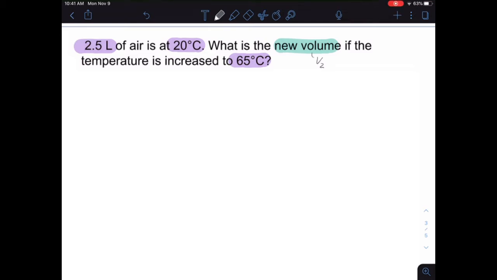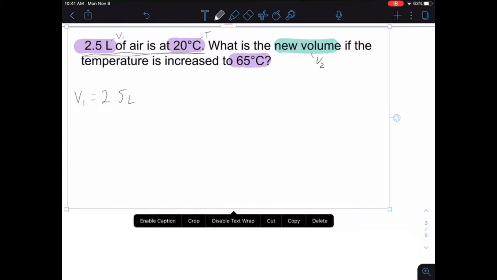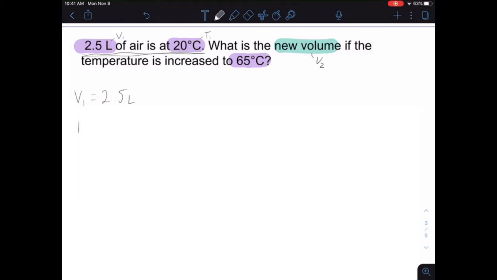So let's write out what we do have. We have 2.5 liters, that's a volume. Since we're looking for V2, that must be our starting volume. So our V1 is 2.5 liters, at 20 degrees Celsius, so we have a temperature. Since it's within the same sentence as our starting volume, that must be our starting temperature. So our T1 is 20 degrees Celsius.